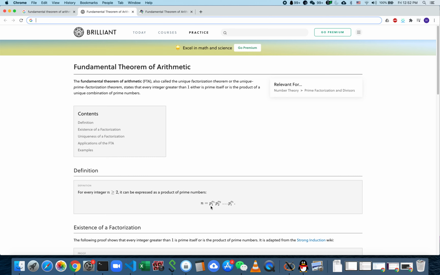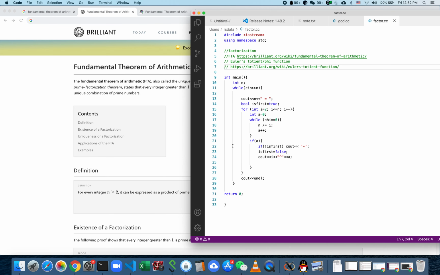So n equals p1 to the alpha 1, p2 to the alpha 2, and so on, pi to the alpha i. And this is a unique expression of the number n. So how do we get the factorization of that number n? So this is the code to do that.